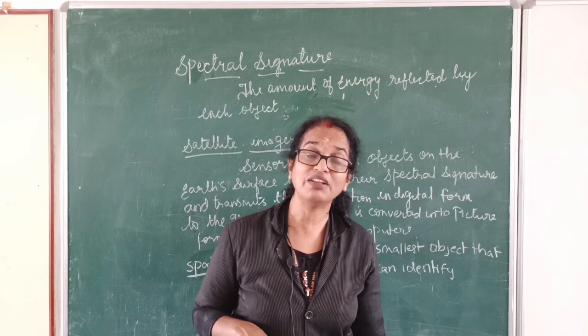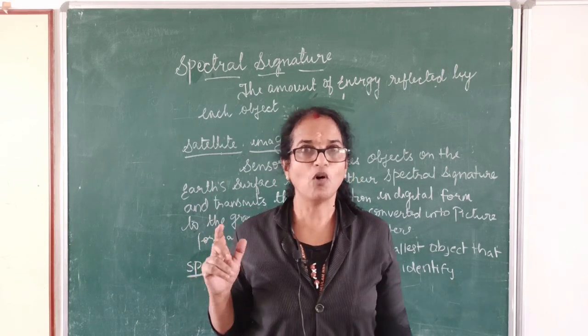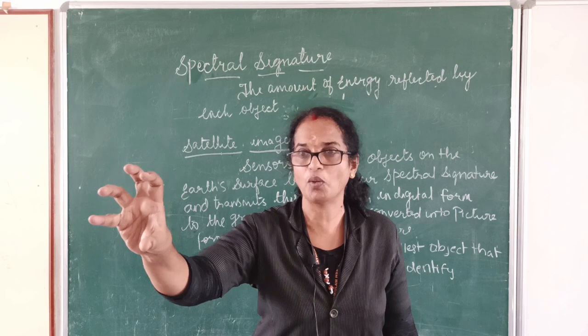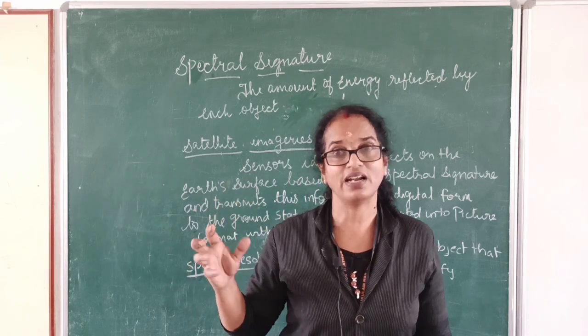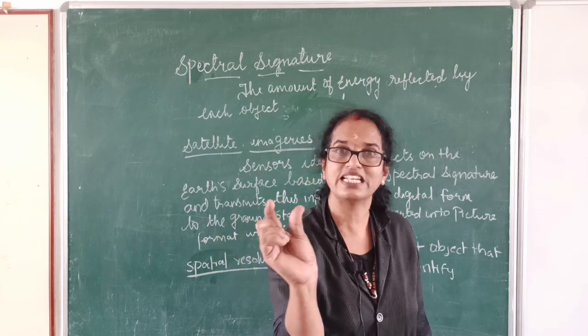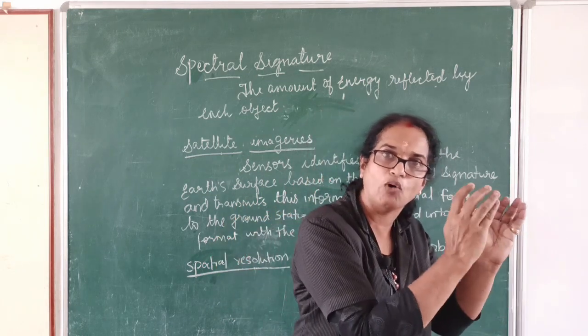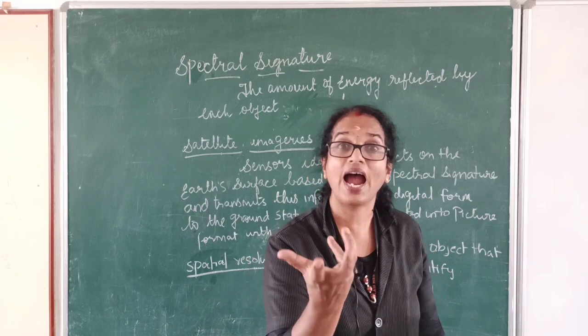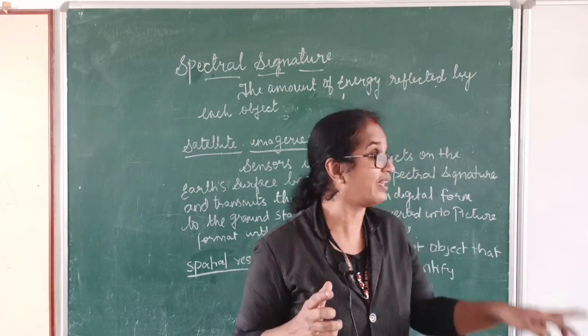അപ്പോൾ എങ്ങനെയാണ് സെൻസർ ഐഡൻറ്റിഫൈ ചെയ്യുക? ഇഫ് ഫോർ എക്സാമ്പിൾ വാട്ടർ ബോഡീസിൻ്റെ ഒരു സ്പെക്ട്രൽ സിഗ്നേച്ചർ 7 ആണ്. ഓക്കെ, ഈ സ്പെക്ട്രൽ സിഗ്നേച്ചറിൻ്റെ ഓബ്ജക്റ്റ് പ്ലാന്റ് ആണ്, അല്ലെങ്കിൽ വാട്ടർ ബോഡീസ് ആണ്, അല്ലെങ്കിൽ മൗണ്ടൻ ആണ് എന്നുള്ളത് ഐഡൻറ്റിഫൈ ചെയ്യാൻ പറ്റും. ആർ യു ഗെറ്റിംഗ് ഇറ്റ്? അതാണ് സ്പെക്ട്രൽ സിഗ്നേച്ചർ.